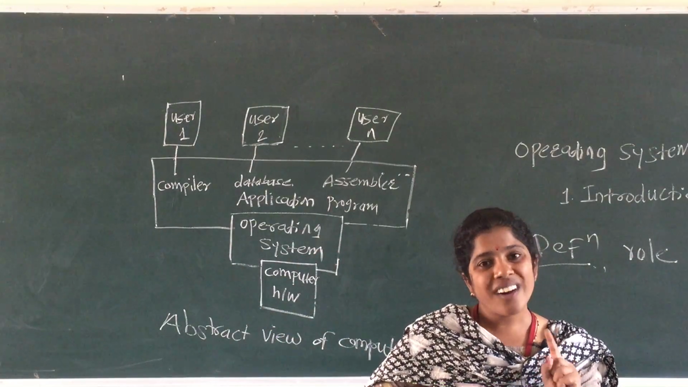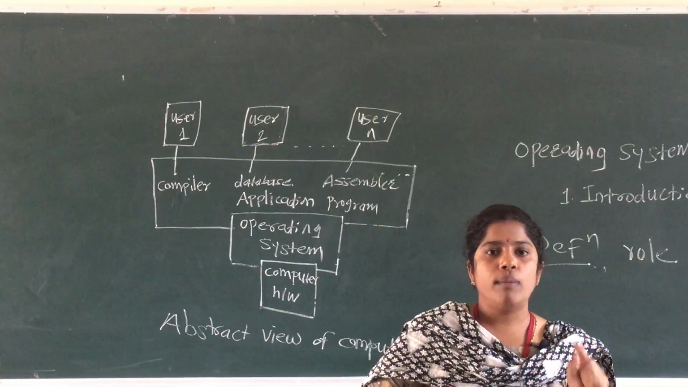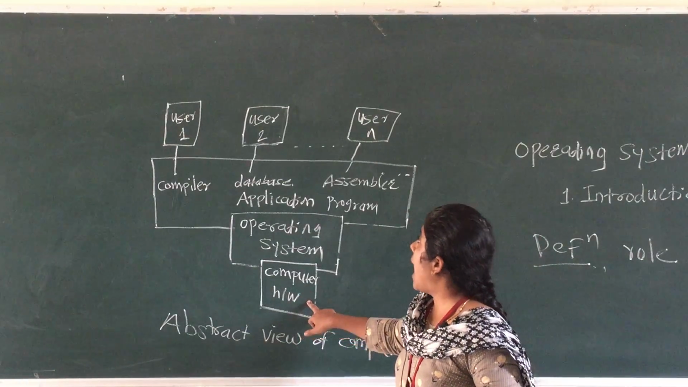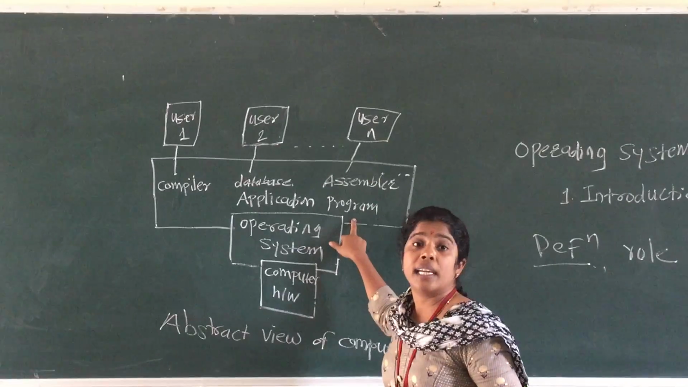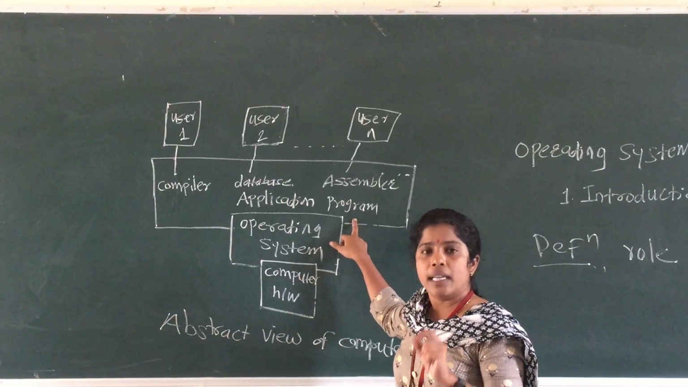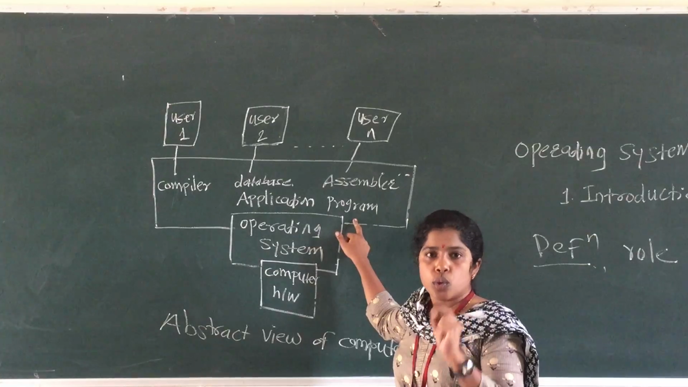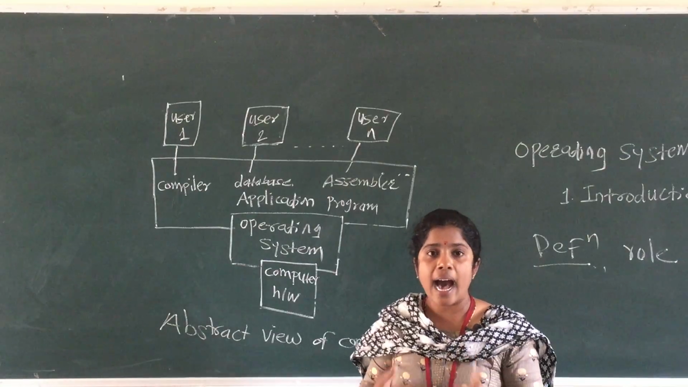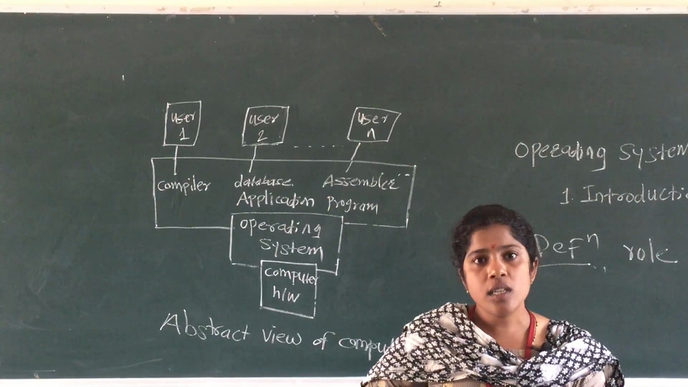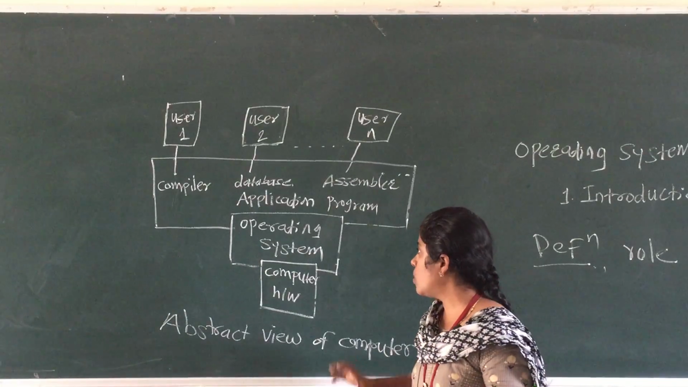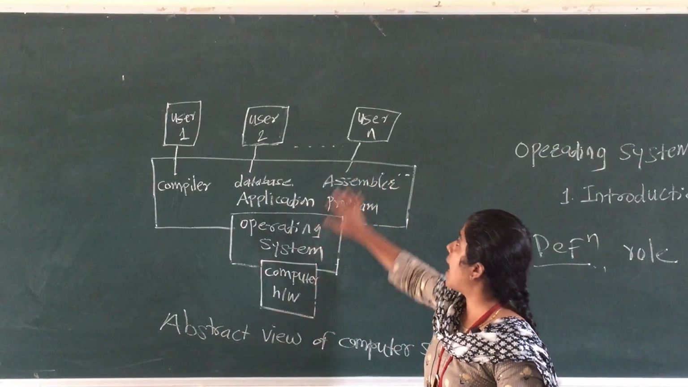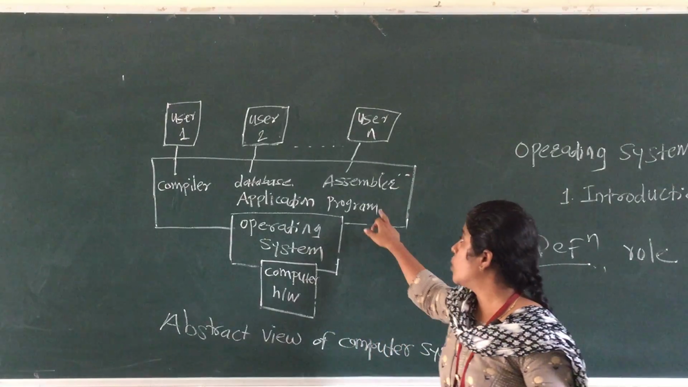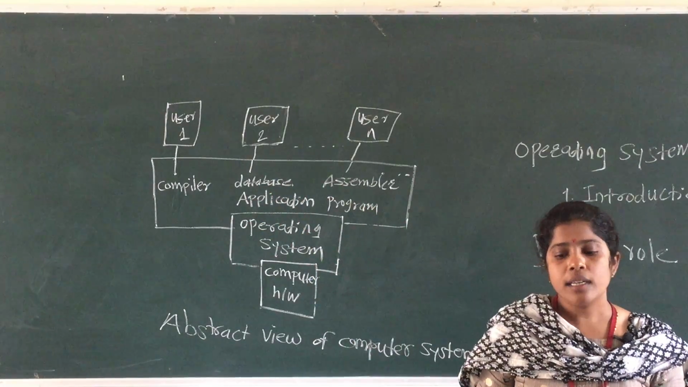So the operating system works as the resource manager from the system point of view. That means it coordinates between the computer hardware and the users through application programs. An application program is a program that is used to solve the user's query by using the computer hardware, and hardware is nothing but one type of resource. So the operating system coordinates between the computer hardware and the users to solve the user's problem by using different types of application programs, right?